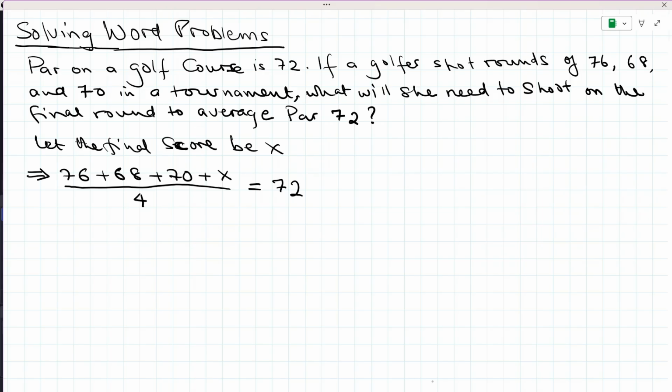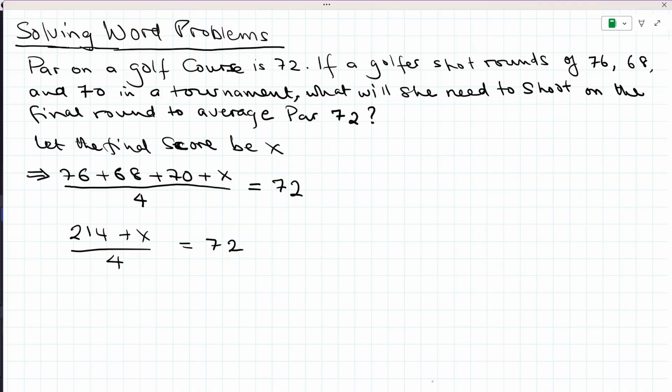simplify our equation. So 76 plus 68 plus 70, that will give us a total of 214 plus X. And this is all divided by 4 to give us 72. We can then move on to multiply by 4 on both sides.